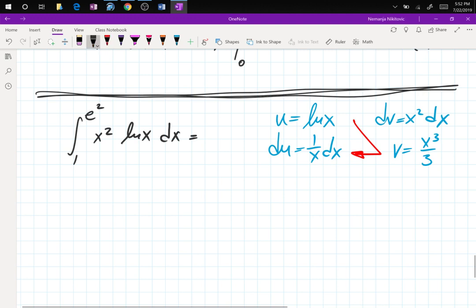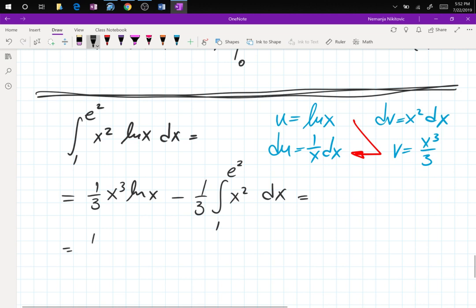Okay, let's see. So we have 1/3 x cubed ln x minus 1/3 integral x squared dx. Because x cubed divided by x is x squared, 1/3 goes in front. We still have 1 to e squared as our limits. So now this becomes 1/3 x cubed ln x minus 1/9 x cubed from 1 to e squared.